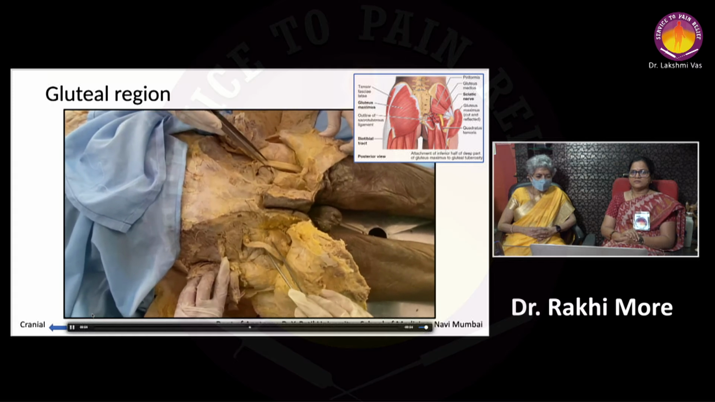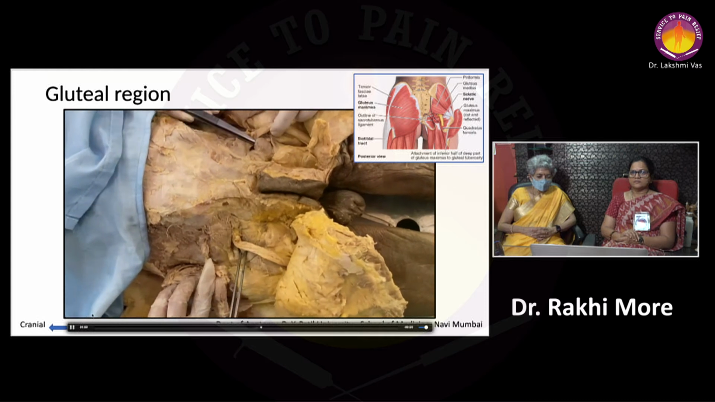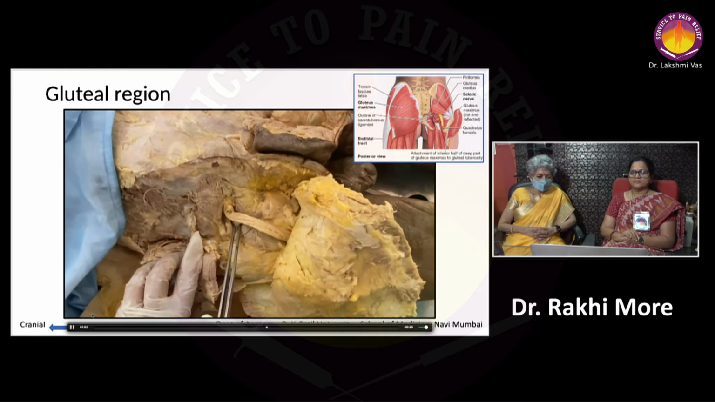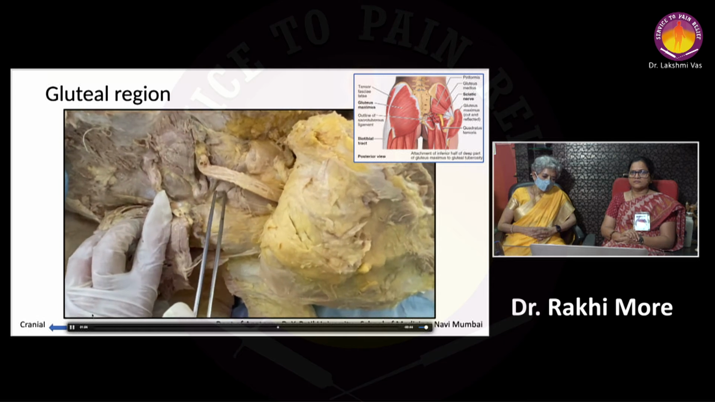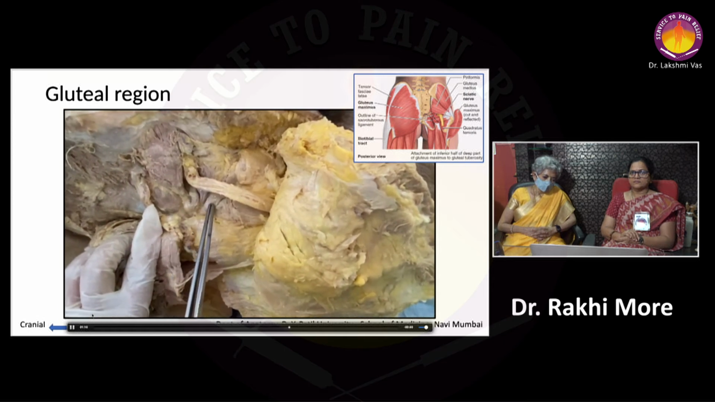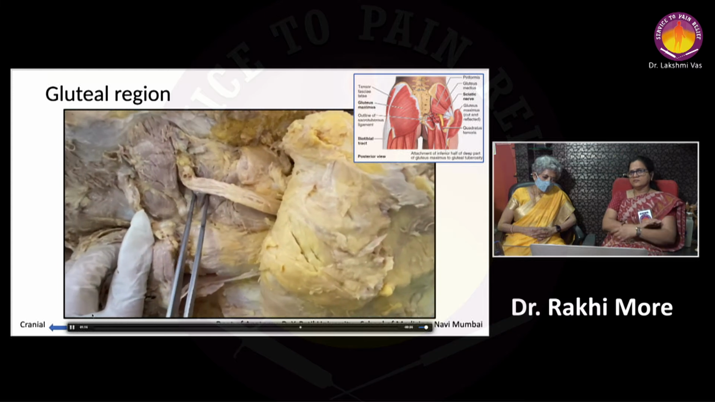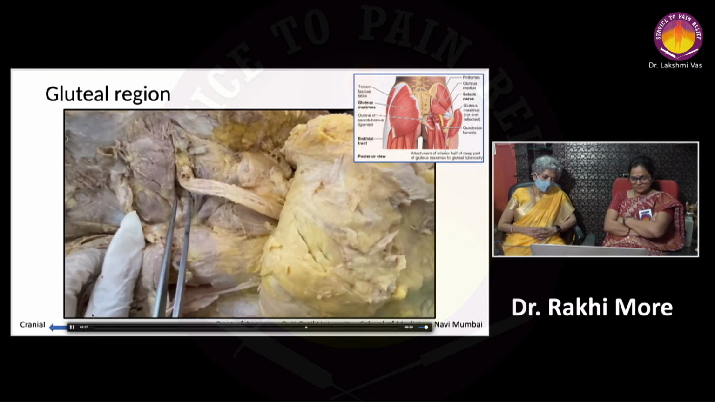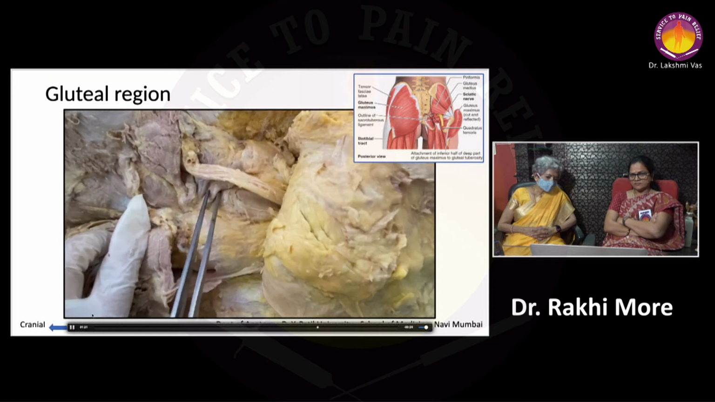Below the piriformis, we can see the obturator internus. This is the tendon of the obturator internus with the superior and the inferior gemellus. These three muscles come out together from the lesser sciatic notch, that is the obturator internus, the superior gemellus and the inferior gemellus.